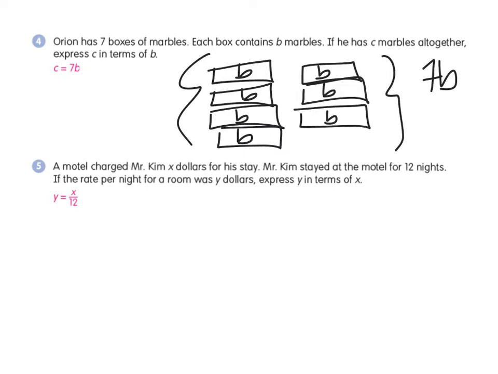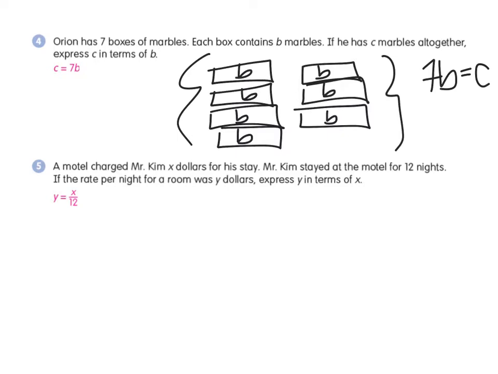If he has C marbles all together, express C in terms of B. So if he has C marbles all together, well, we already figured out that he actually has 7 B marbles all together. So we're going to say that 7B is equal to C.